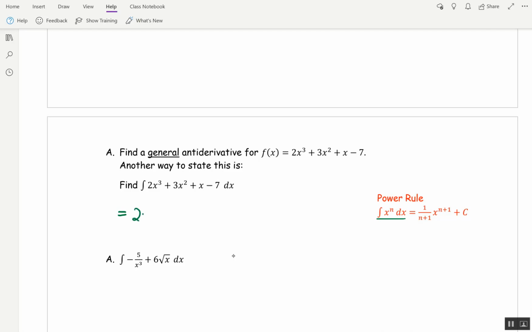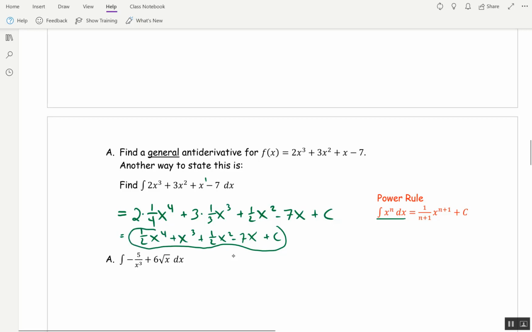It just carries along. The integral of x cubed using the power rule is 1/4 x to the 4th. Then 3 is a constant. The integral of x squared is 1/3 x cubed, plus, this is x to the 1, so by the power rule that would be 1/2 x squared. And then 7, a function that has derivative 7 would be 7x. And then plus c. And then clean that up. That's 1/2 x to the 4th plus x cubed plus 1/2 x squared minus 7x plus c.